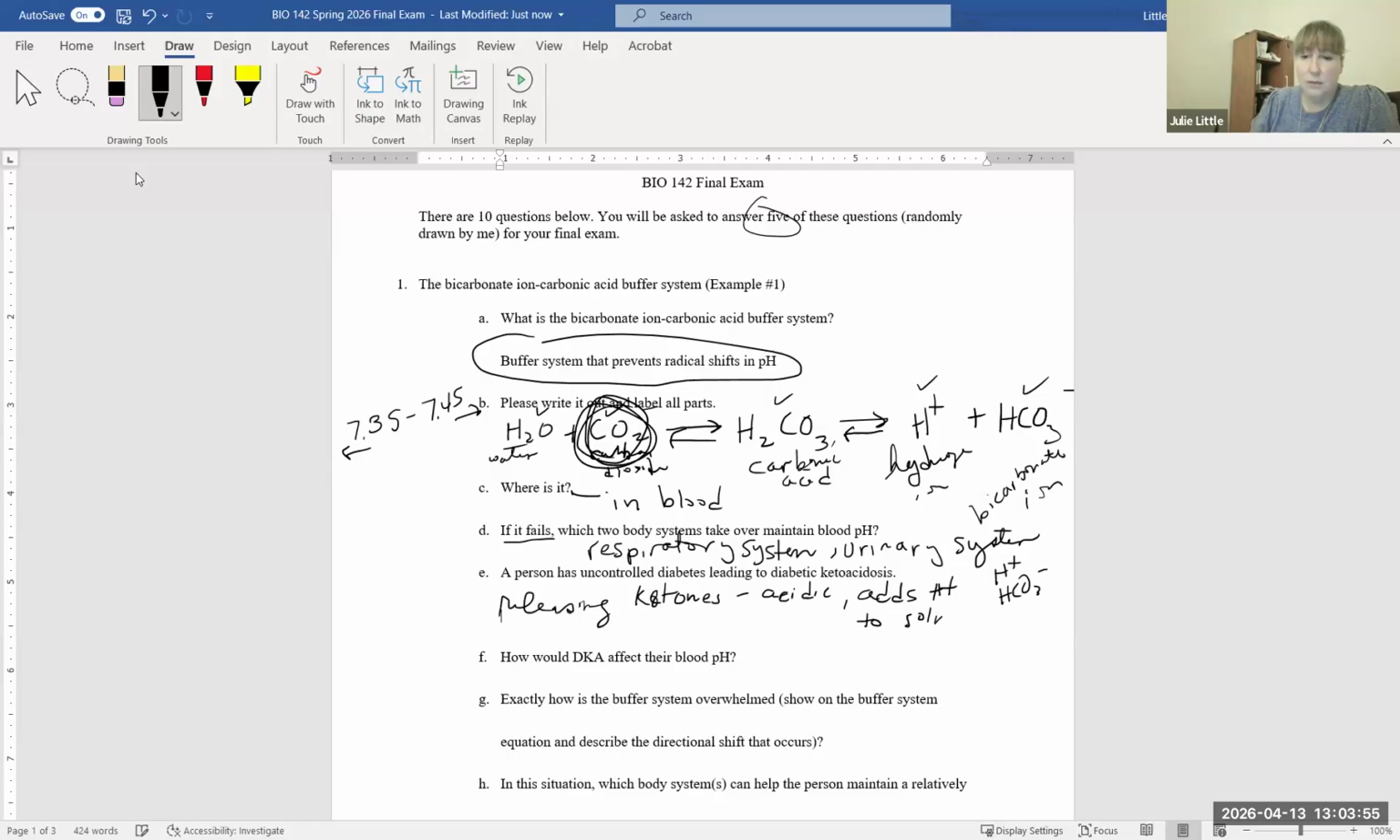What solution are we talking about? Well, we're in the blood. And so if we add ketones into the blood, what's going to happen is they're going to release hydrogen ions. So if we go back to this carbonic acid bicarbonate ion buffer system, we're adding hydrogen ions. So a person has, this is just a statement. I'm telling you more about this, so there's nothing to answer here, really.